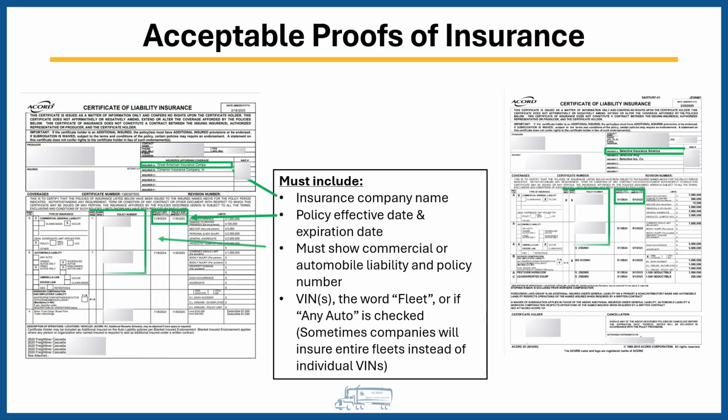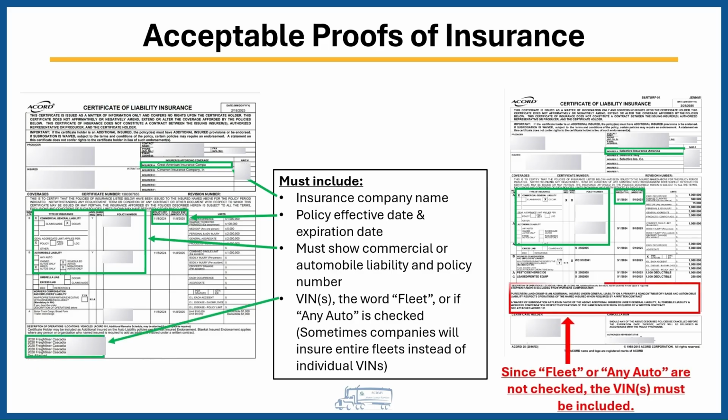The certificate must indicate commercial or automobile liability and the policy number. And the VIN or VINs of any vehicles insured must be listed. If they are not listed, there must be some indication that your entire fleet is insured or that any auto box must be checked. Without all of these things, your proof of insurance documentation cannot be accepted by the SCDMV.